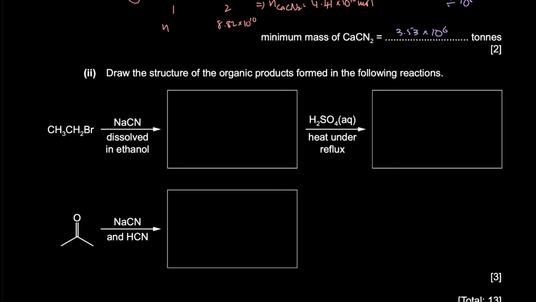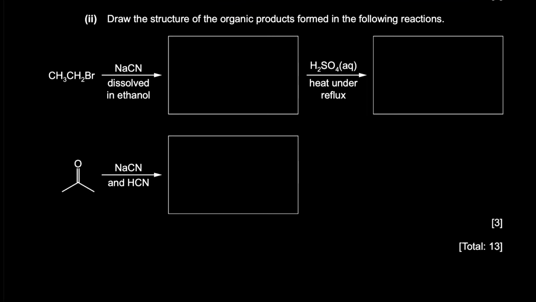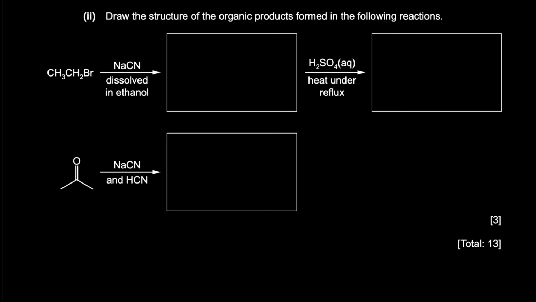Draw the structure of the organic products formed in the following reactions. So when bromoethane reacts with NaCN dissolved in ethanol, what do we make? Does anyone remember what's the mechanism for this reaction? When NaCN and ethanol reacts with a halogenoalkane, this is nucleophilic substitution, right? The cyanide substitutes for the bromide over here, and we form propane nitrile. We form a 3-carbon compound. So we go from a 2-carbon compound to a 3-carbon compound, right? The cyanide substitutes for the bromide.